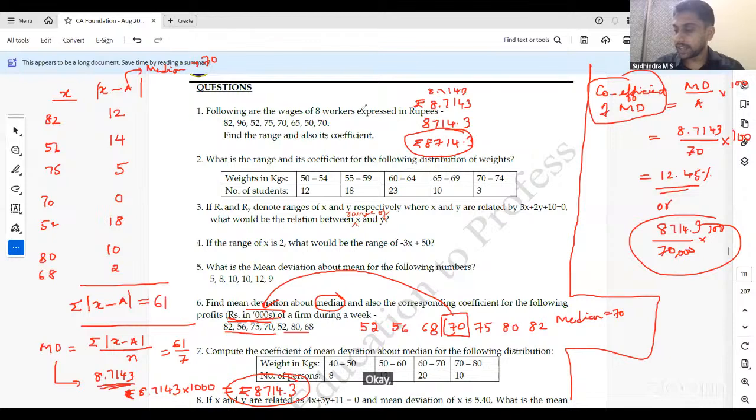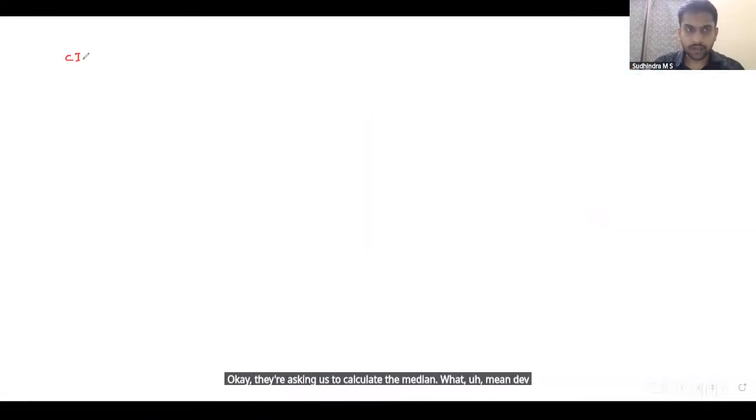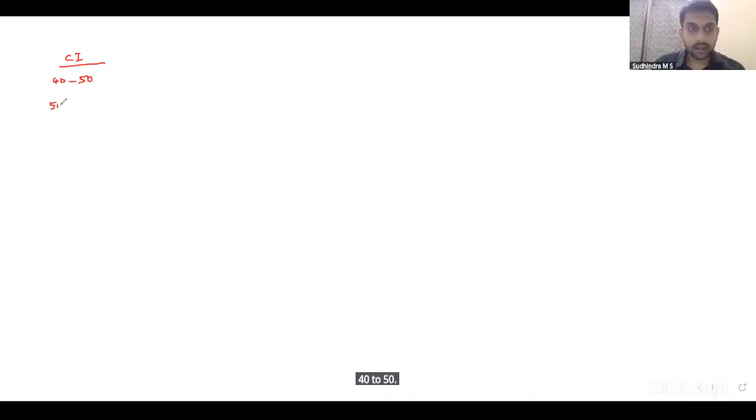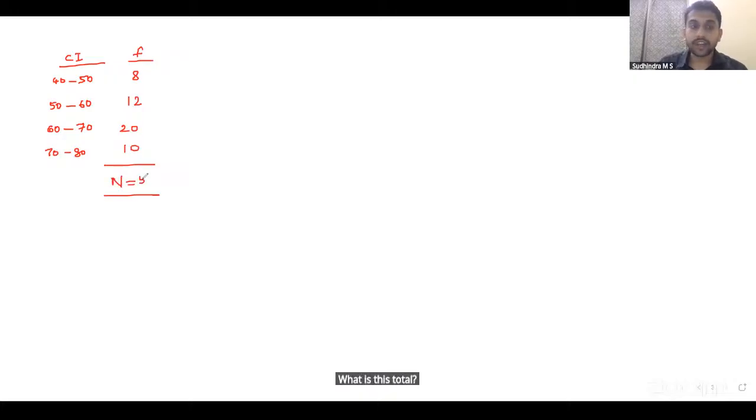Okay, they're asking us to calculate the mean deviation about the median. So what have they given us? They have given us the class intervals 40 to 50, 50 to 60, 60 to 70, 70 to 80, and frequencies 8, 12, 20, 10. What is this total? 50. Now, this is mean deviation about median. For calculating that, I want the median. To calculate the median, what is the next column I want? Sir, LCF. Good, Vikram, excellent.